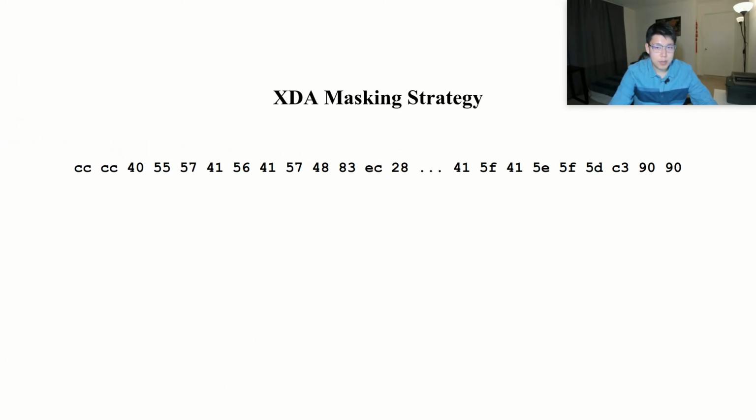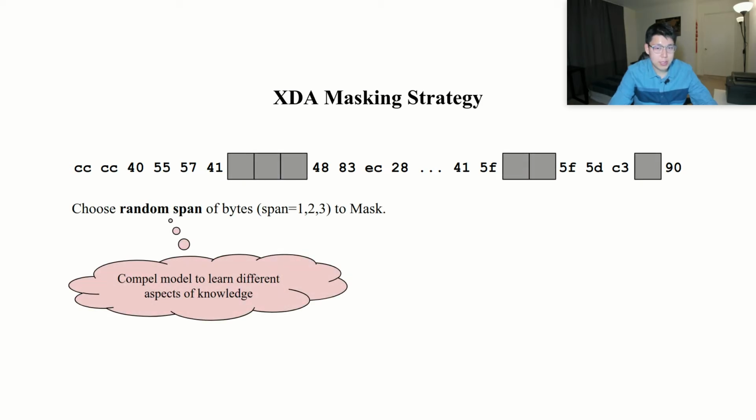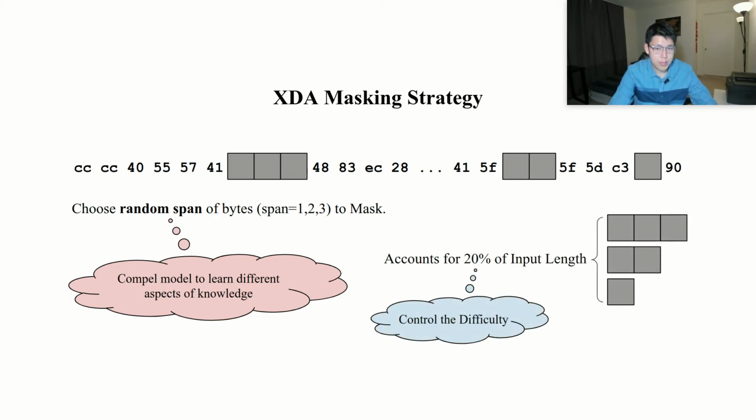We developed the masking strategy with random span. Specifically, we randomly chose different spans of bytes to mask in the input sequence. The span size can vary from 1 to 3. Such a treatment creates different scenarios that compel the model to learn different aspects of machine code semantics. Moreover, we fix the total number of masked bytes to account only for 20% of the total bytes in the input. Such a treatment ensures the task is not too hard, otherwise it is impossible for the model to learn any meaningful knowledge. We plan to study how varying masking percentage affects our model's performance in both pre-training and fine-tuning in our future work.